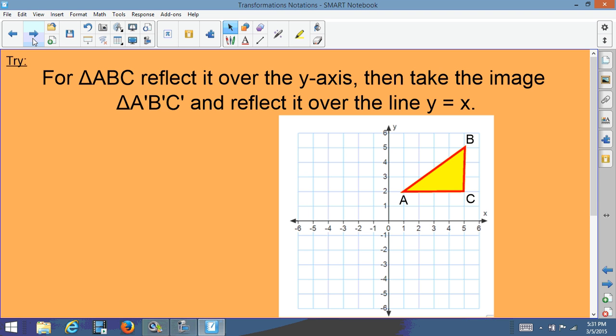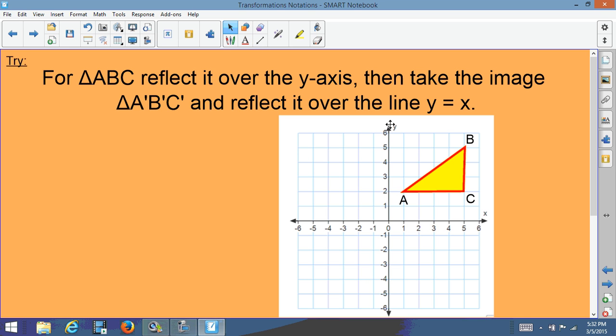So here's our first question. For triangle ABC, reflect it over the y-axis, then take the image of triangle ABC, A prime, B prime, C prime, and reflect it over the line y equals x. Okay, so let's start it off first by finding the y-axis.